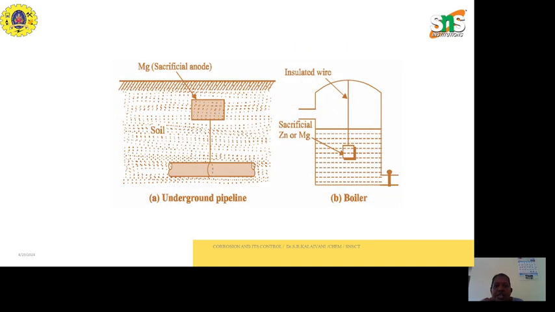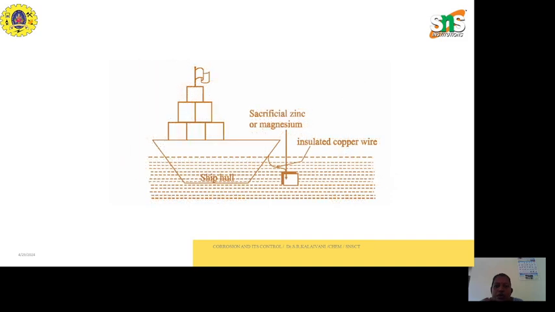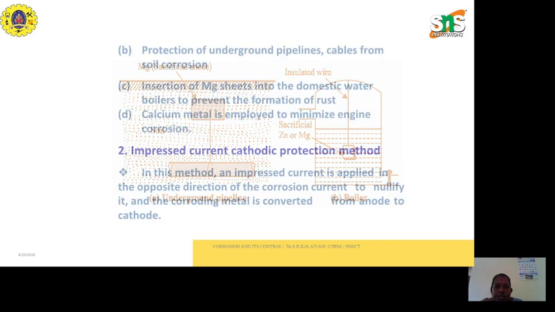In the case of a ship or boat, the body is made up of metal. So another metal acts as a sacrificial anode. Automatically, the sacrificial anode corrodes to protect the original metallic structures in the boat.